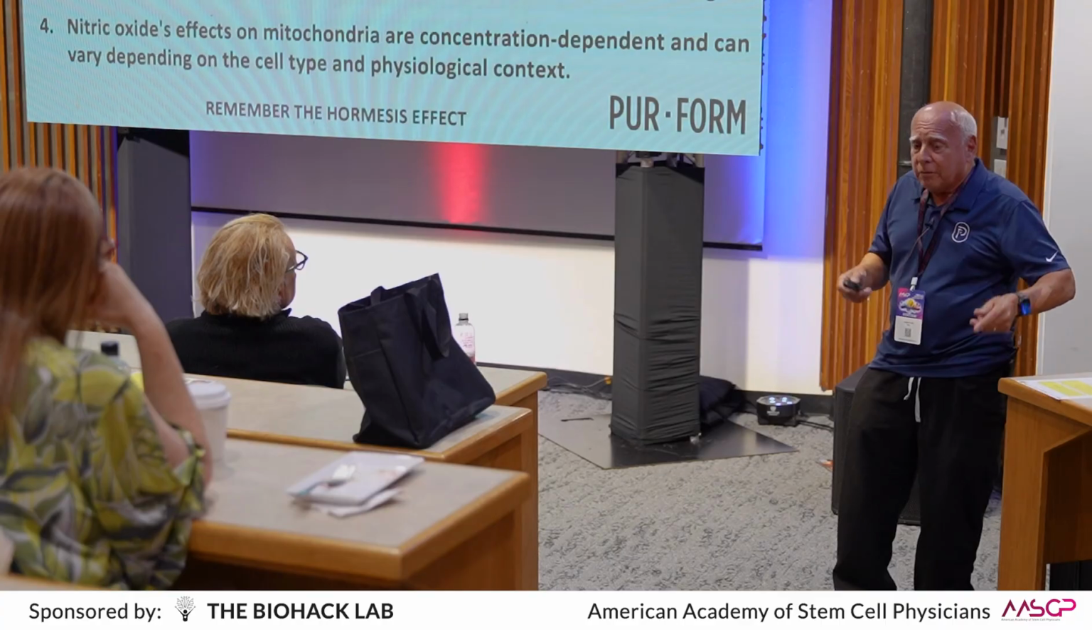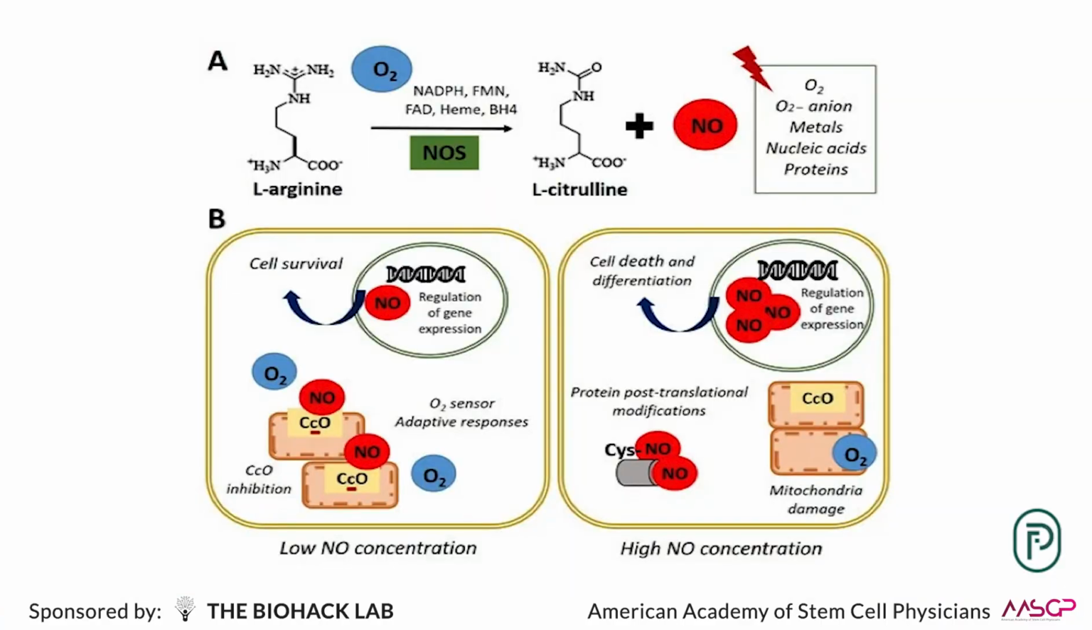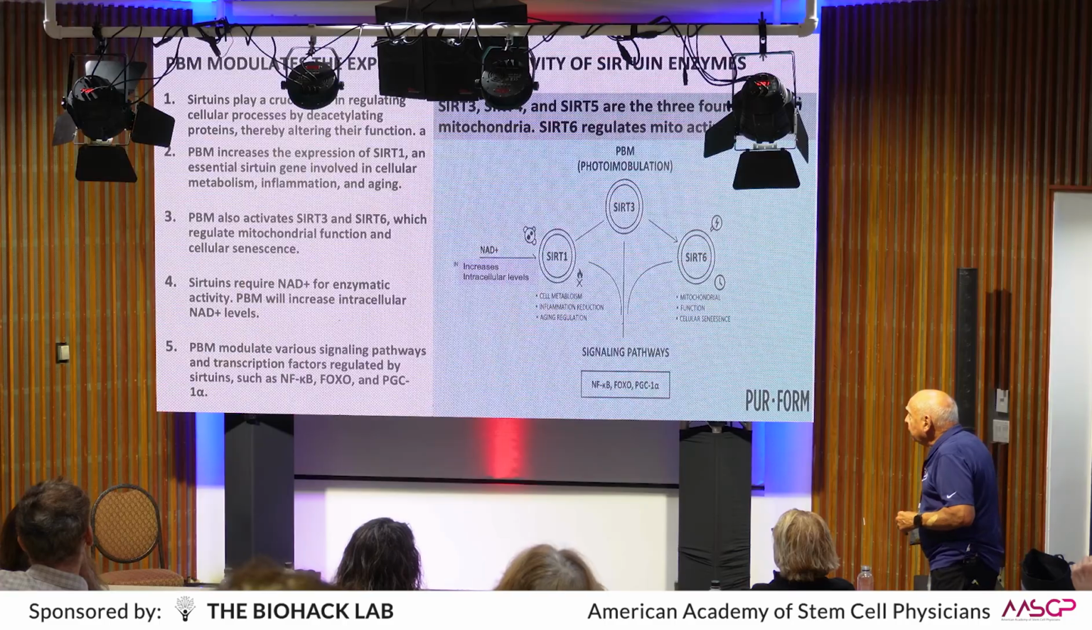So remember the hermetic effect, that's that bell-shaped curve. I believe I have a slide somewhere here. But anyway, this is where we see that. So we look here, low concentration, a lot of good things, okay? We get nitric oxide release, we get oxygen used, ATP, but at high concentration, it starts blocking those, gives you cell death, stops differentiation, and does a lot of bad things to you, okay?